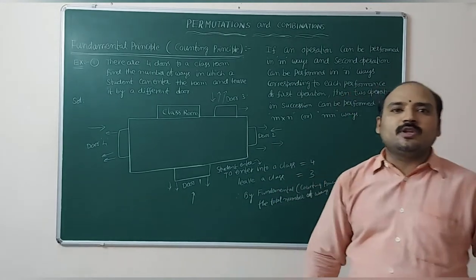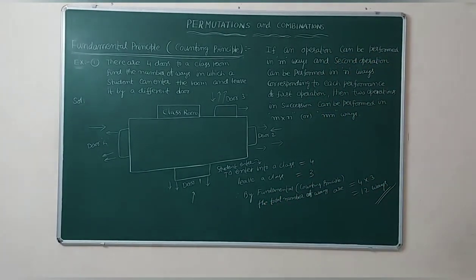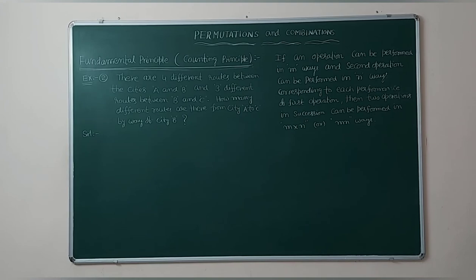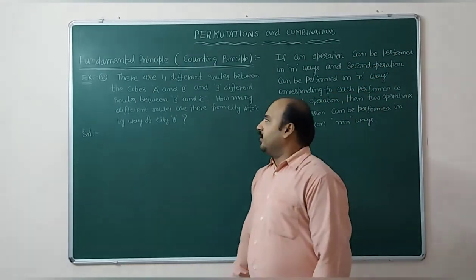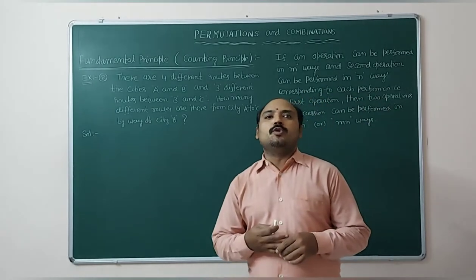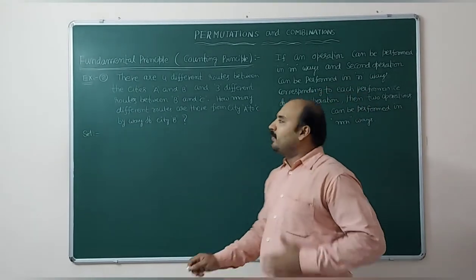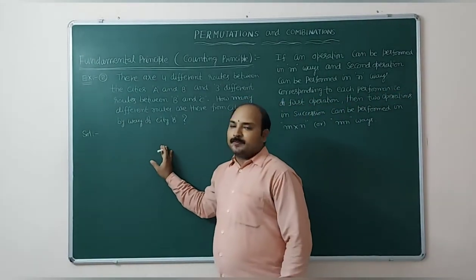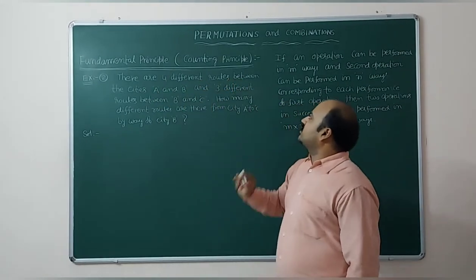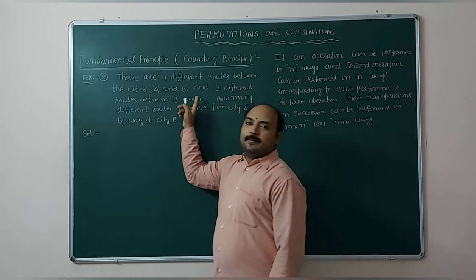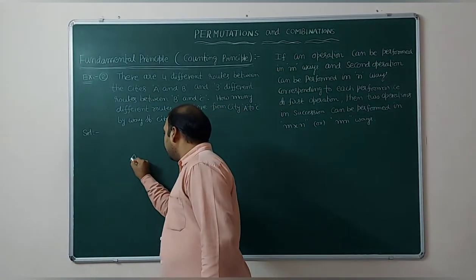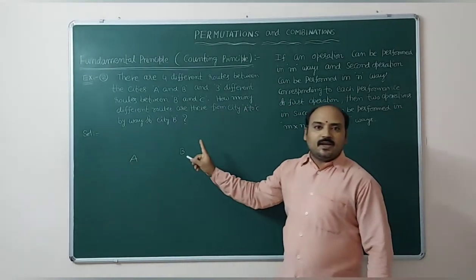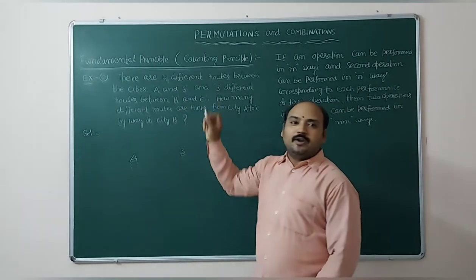One more example I will give to you, students. The second example regarding the fundamental principle or counting principle. See how we are going to apply the fundamental principle according to this question. There are 4 different routes between the cities A and B. So A is the first city and B is another city.